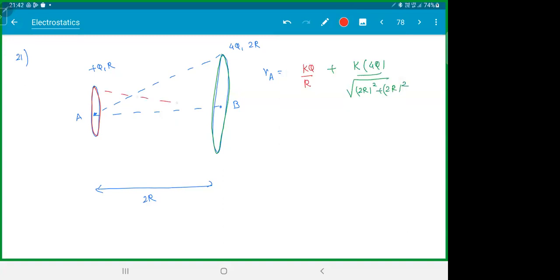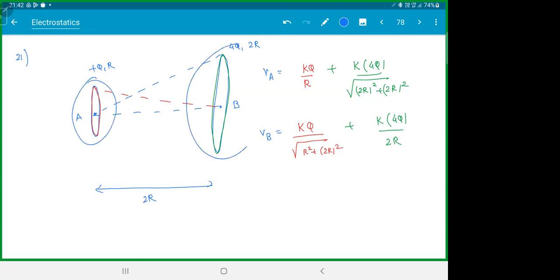Similarly, what is the potential at B? Potential at B due to the red one will be K Q by root over R square plus (2R) whole square, plus due to the green one, which is its own ring, K 4Q by 2R. Please check this. When you take the potential at the center of the ring, don't forget you have to take due to your own ring and due to the other ring. Potential is a scalar quantity, it always adds up. This is one mistake people make. When I say potential at A, they just calculate due to this one. They forget about the other ring. Please have a look at this.